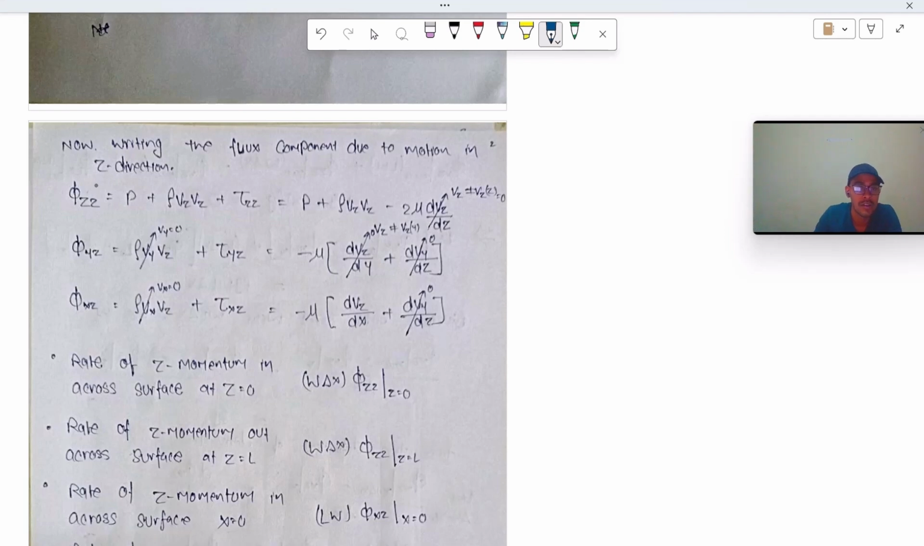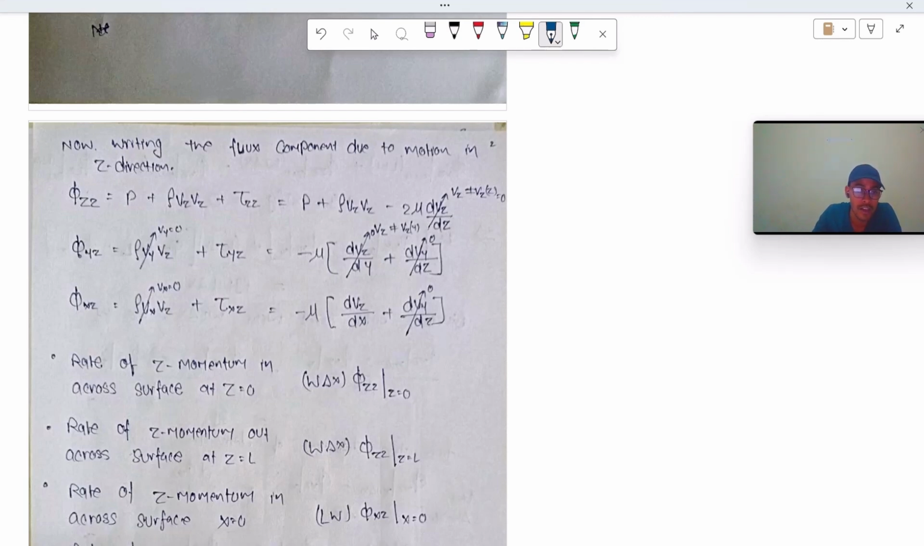This can be given by phi zz, that is momentum in the Z direction due to motion in the Z direction. It is given by p, the pressure force, plus rho Vz squared, the convective term, plus tau zz, the molecular term. The tau zz term will be 0 because Vz is not a function of z, as stated in our assumptions also.